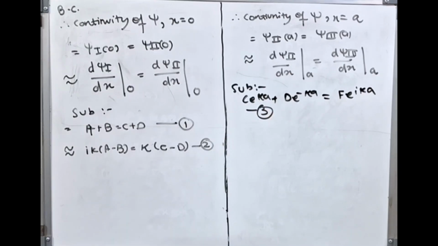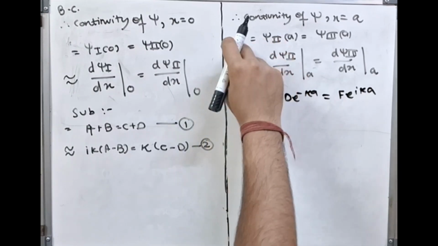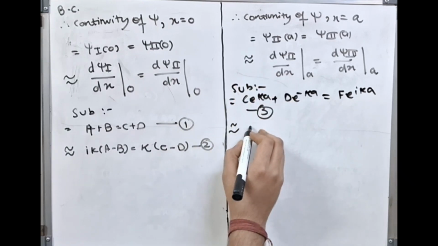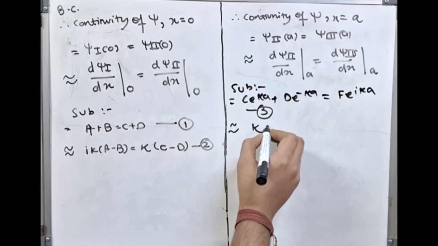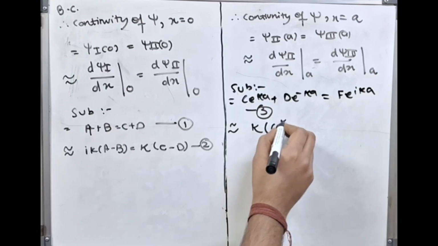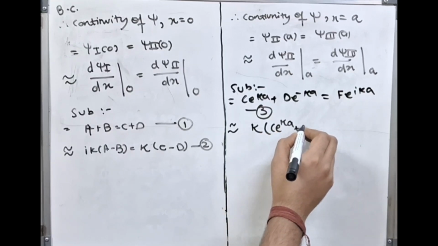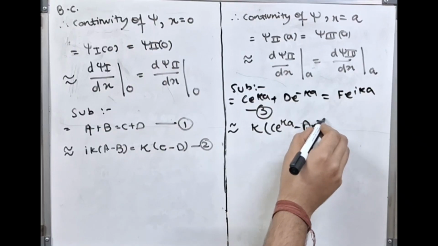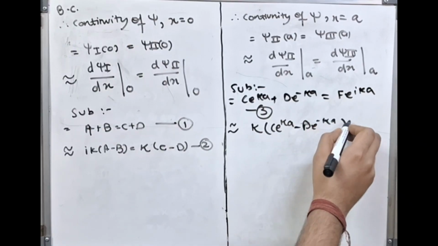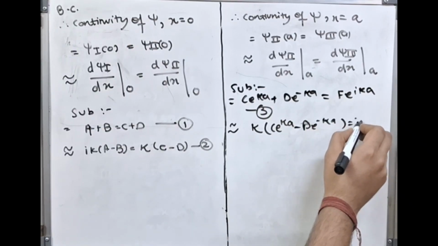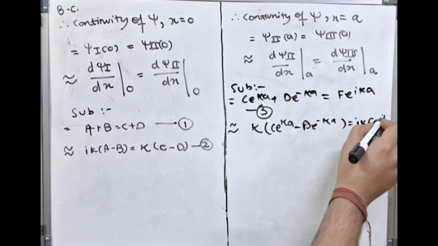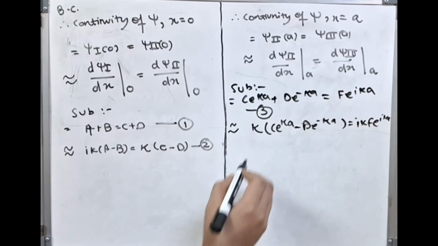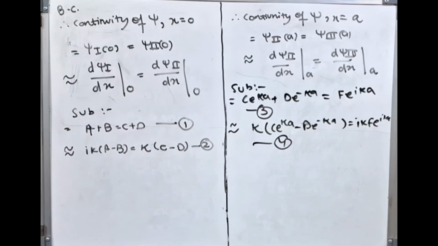Now again, this was for this part. Now for this part, it is going to be, obviously we take kappa already out, so kappa times c e raised to kappa a minus d e raised to minus kappa a is equals to i k f e raised to i k a, and we are going to call this as equation 4.